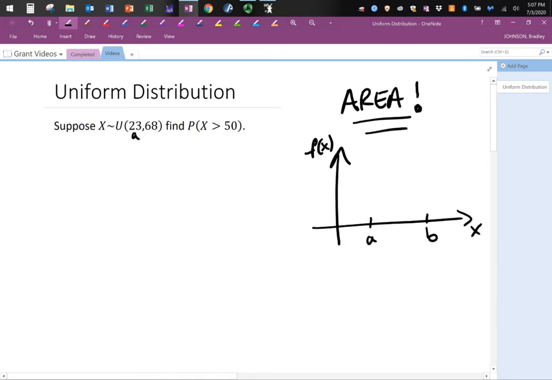So here we have x is distributed uniformly from 23 to 68. The 23 would be A, and the 68 would be the B. And then we'll find the probability. The probability goes with area. Uniform is represented as a perfectly horizontal line. So this will be our curve.